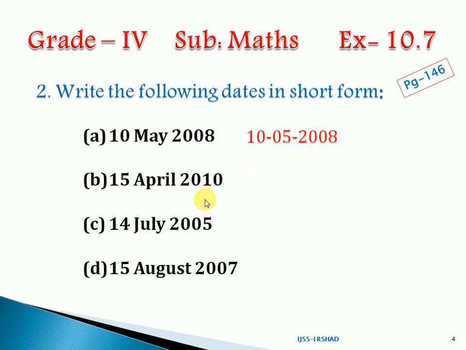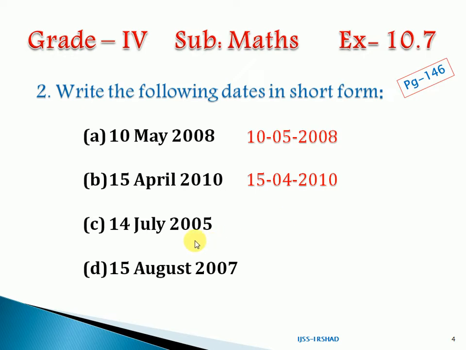Similarly for B, 15 April 2010. So you can write 15, then give a hyphen again, and then write the month. And April is which month? 4th month. So you will write 4 like this, 15 hyphen 4 and then 2010.